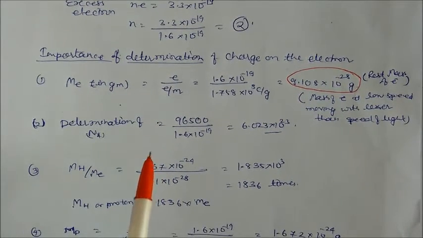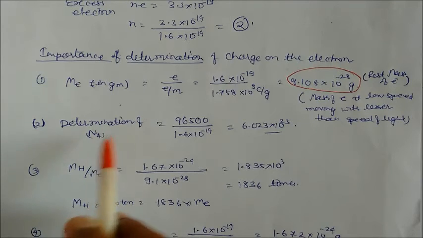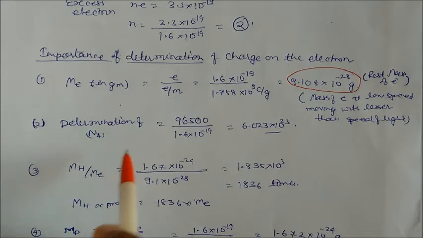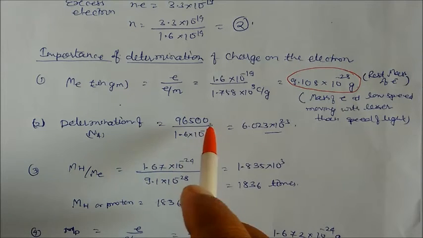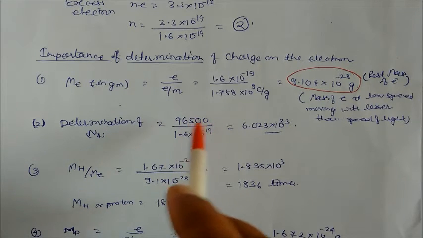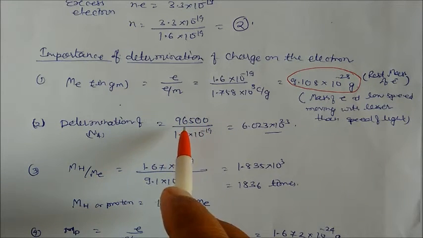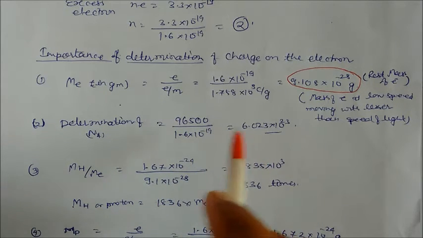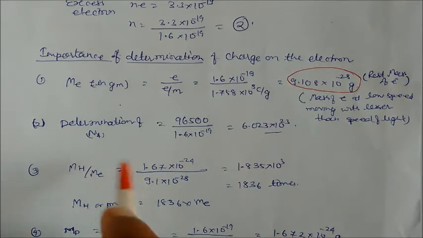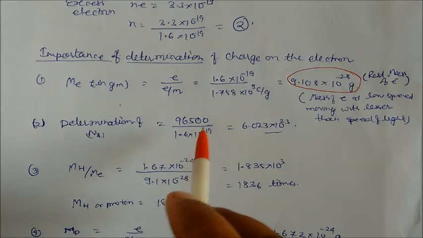Second, we can determine the Avogadro number also. Here the total charge of one mole of electrons is 96,500 coulomb. This is called 1 Faraday. So the value of 1 Faraday is 96,500. If you divide by the charge of one electron, we will get the Avogadro number. So this is one contribution: we can find the Avogadro number through one mole of charge.